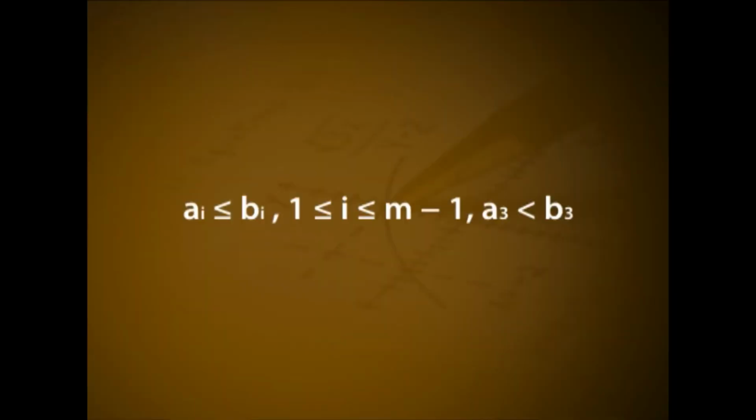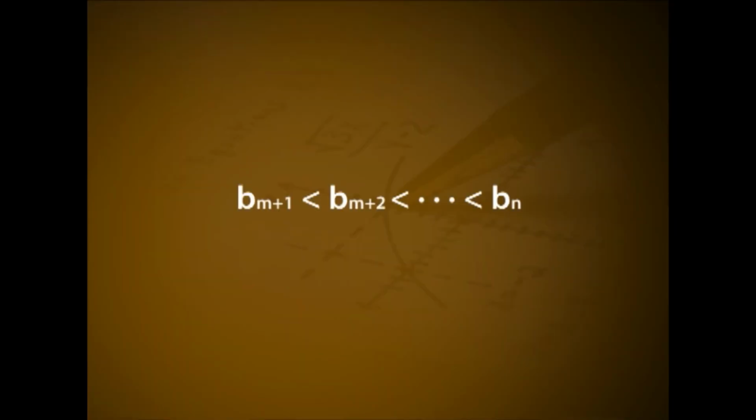The first two places are equal. So, m equals 3 makes Ai less than or equal to Bi, 1 less than or equal to i less than or equal to m minus 1 and A3 less than B3. The condition Bm plus 1 less than Bm plus 2 less than etc. less than Bn cannot be checked here as the maximum value of indices is 4. There are 24 different numbers by the theory of permutations.